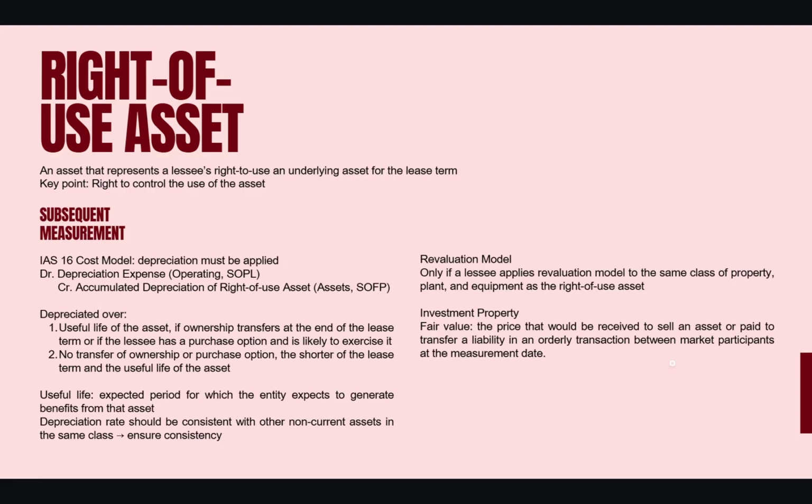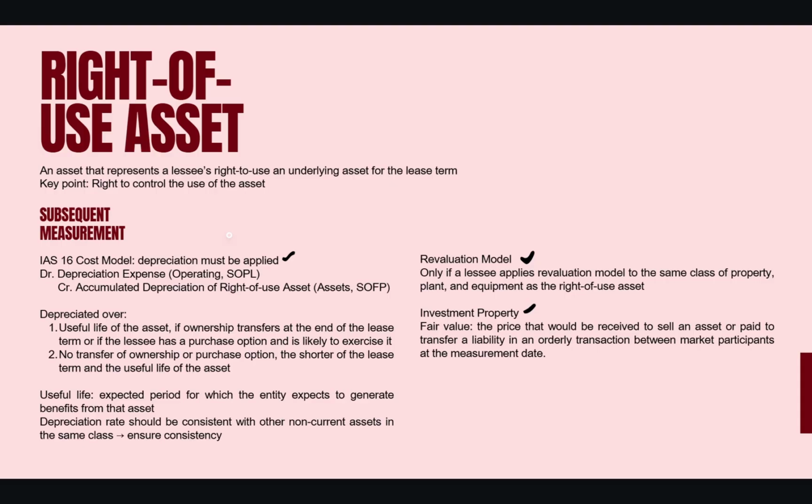For the subsequent measurement, there are three options, which is the IAS 16 cost model, revaluation model, or investment property. For the IAS 16 cost model, the right of use asset must be depreciated over the useful life of the asset if ownership transfers at the end of the lease, or if there is no transfer of ownership, then it will be the shorter of the lease term and the useful life of the asset.